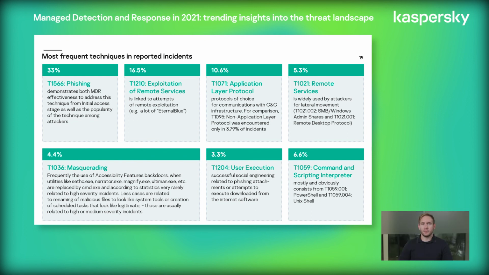The third place is taken by the application layer protocols technique. Its popularity shows that adversaries usually use standard protocols for command and control and are not trying to reinvent the wheel here. It's interesting to note that command and script interpreter takes only 4th place. This can be explained by the fact that this technique is used to achieve execution tactics. But these attacks were detected and prevented earlier on the initial access stage.